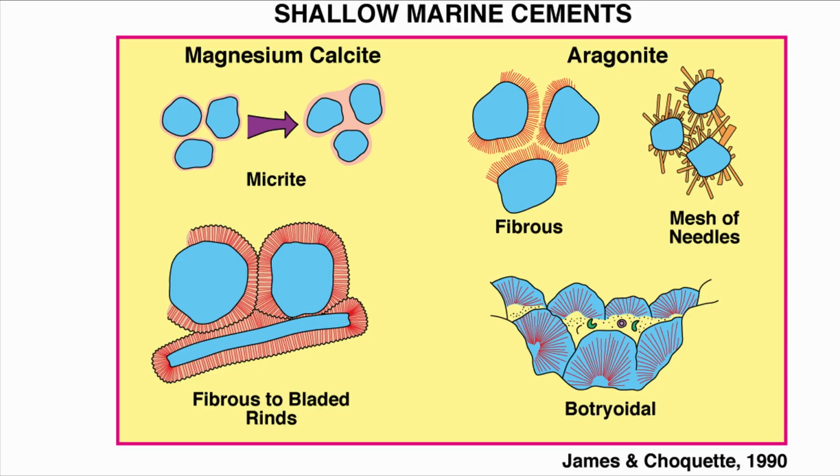We have established now that in the marine environment, at least in the surface water, tropical to subtropical ocean, precipitation of a calcite or an aragonite mineral is the rule. But what are the different styles of minerals we can have? What are the different cements we can expect in this environment? Well, there are different types of cement that we can expect. Let's start with the magnesium calcite, which is essentially a calcite with a little bit of magnesium in it.